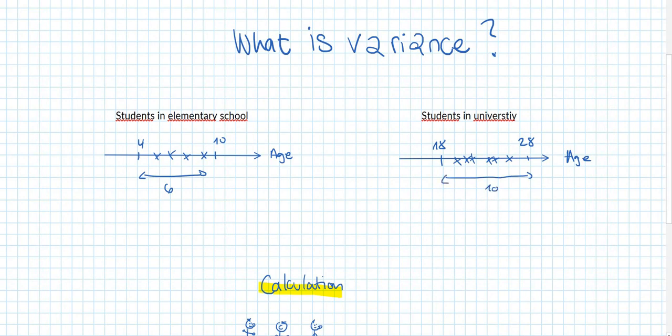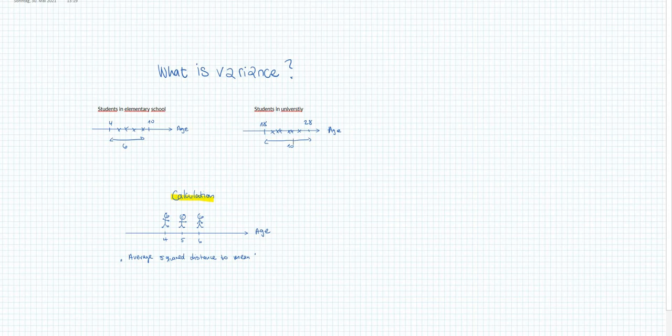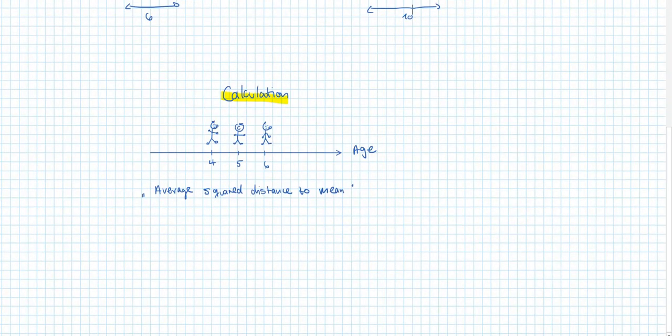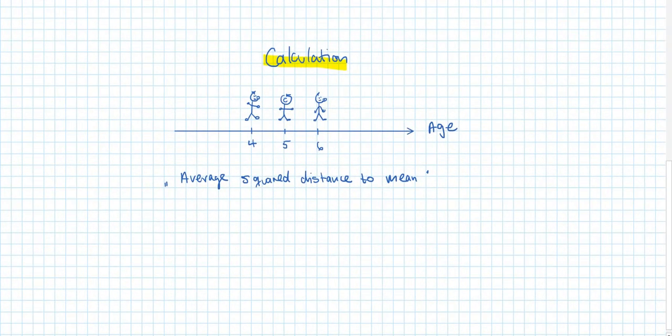And this is variance. Variance is a measure for how spread out my data is. How much does my data vary? And the higher the variance, the more the data varies. So the question is, can I get a number for how much data varies? And the answer is yes. And the most important and most popular measure of variance is calculated like this.